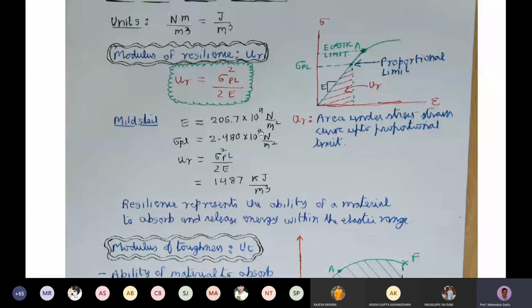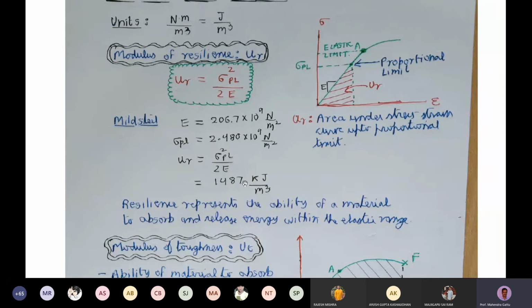Okay, so if this is 10 power 8, then we can calculate the modulus of resilience as sigma square PL by 2E. Since I calculated for 10 power 9, and it's actually 10 power 8, we have to divide by 100. So it will be 14.87 kilojoule per meter cube. Please correct this. This is not 1487 kilojoule. It will be 14.87 kilojoule per meter cube. So you can do the calculation and get the modulus of resilience.